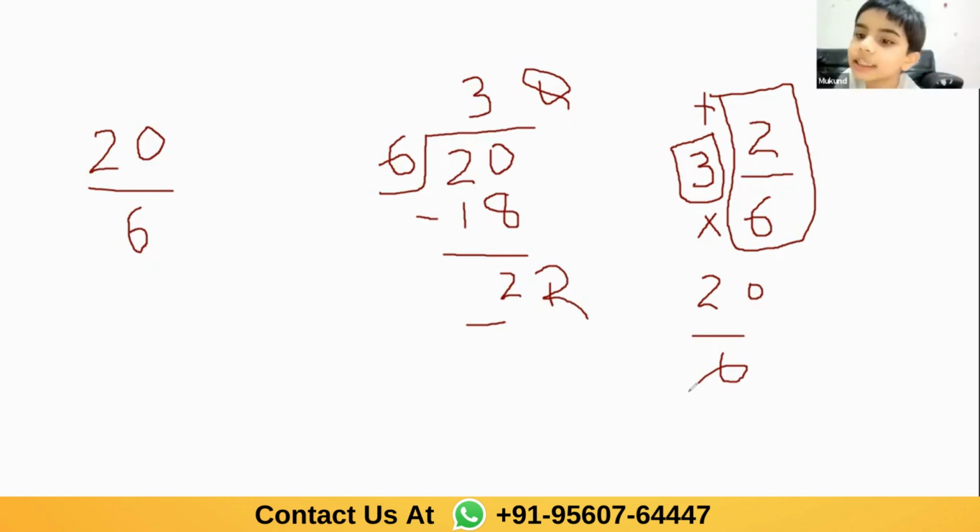Ma'am, can the denominator also be a two-digit number? Yes, it can be a two-digit number. Why not? And it can be any bigger number. You know, it is division only, so it can be anything. It depends. The bigger the denominator is, the bigger will be the numerator, because then only it is a mixed fraction, and the bigger will be your whole number, and the bigger will be the proper fraction then.